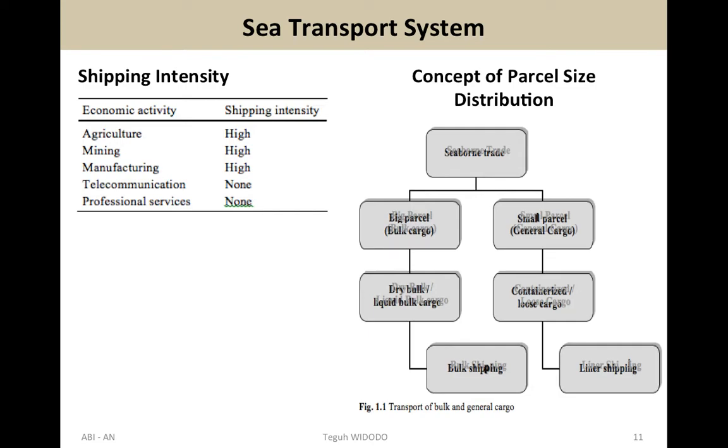Big parcel can be dry bulk or liquid bulk cargo, while in small parcel, there are containerized or lost cargo. Dry bulk or liquid bulk cargo need bulk shipping, while containerized or lost cargo need liner shipping.